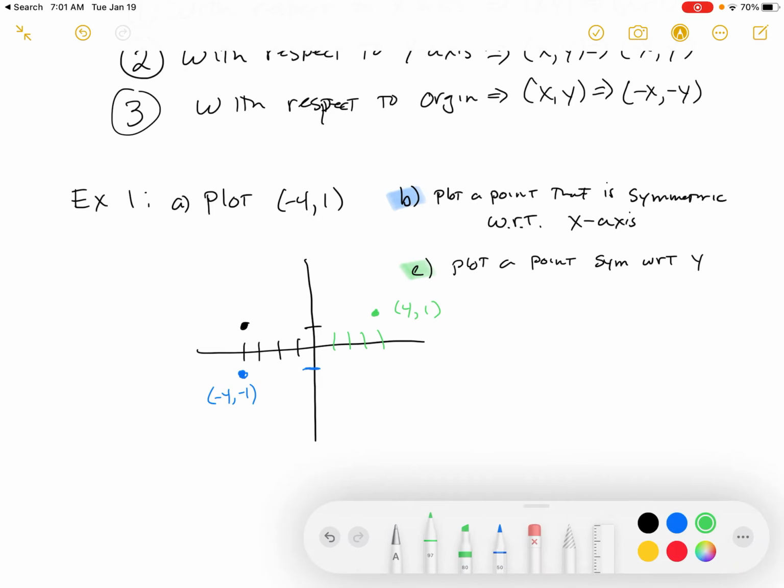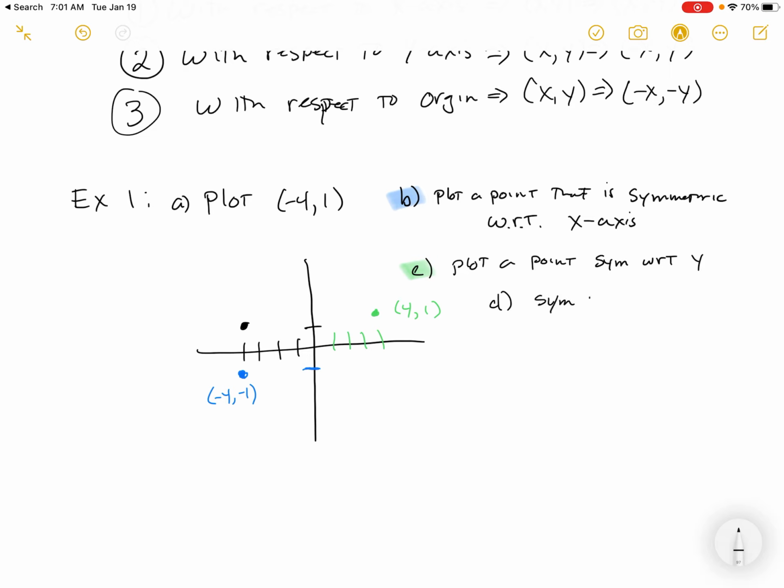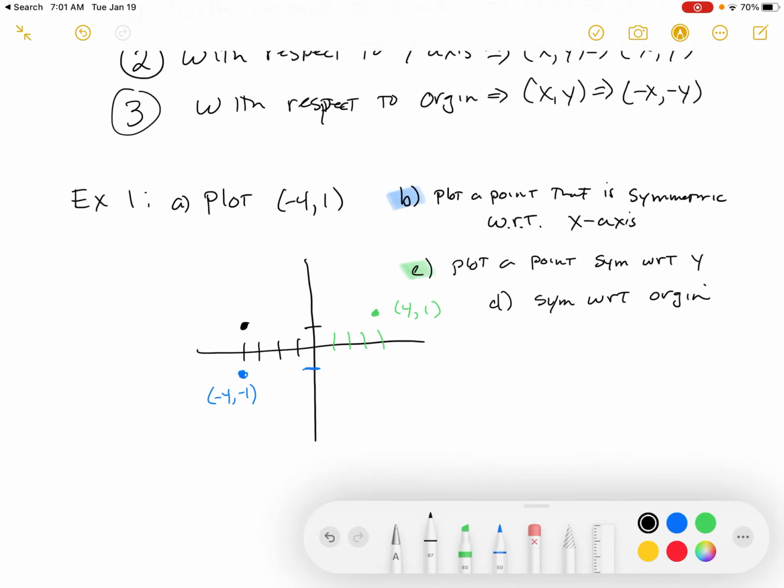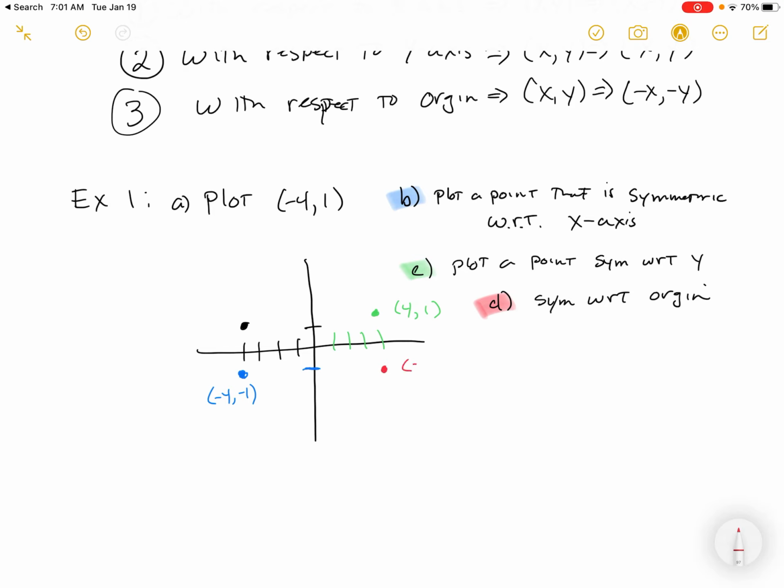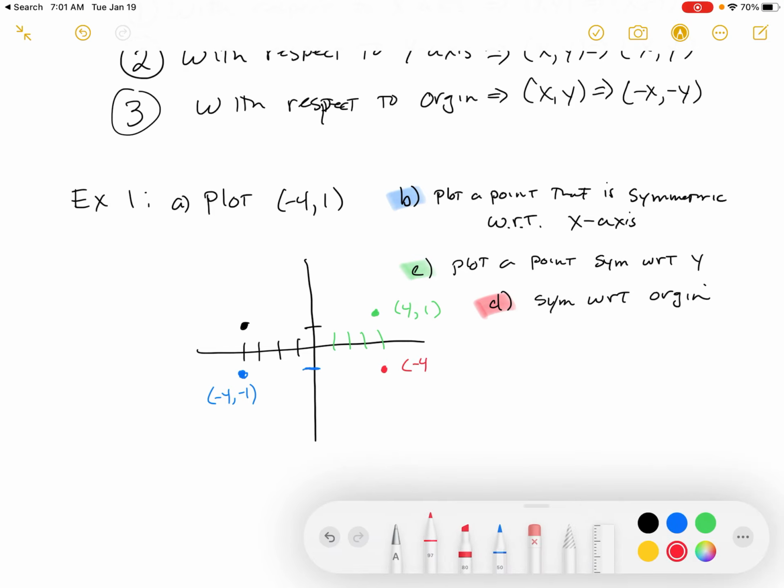Part D is going to say symmetric with respect to the origin. Right? Same directions, right? A point symmetric with respect to the origin. Well, what happens there? We'll do that one in red. Let me come in here and highlight that in red so we can tie them all together. Well, two things have to change. I have to be basically in the other quadrant, right? The opposite quadrant. So I was at -4, 1. I got to be at 4, -1. Right down here. Or sorry, yeah, apologize. Let me take that negative off of there.